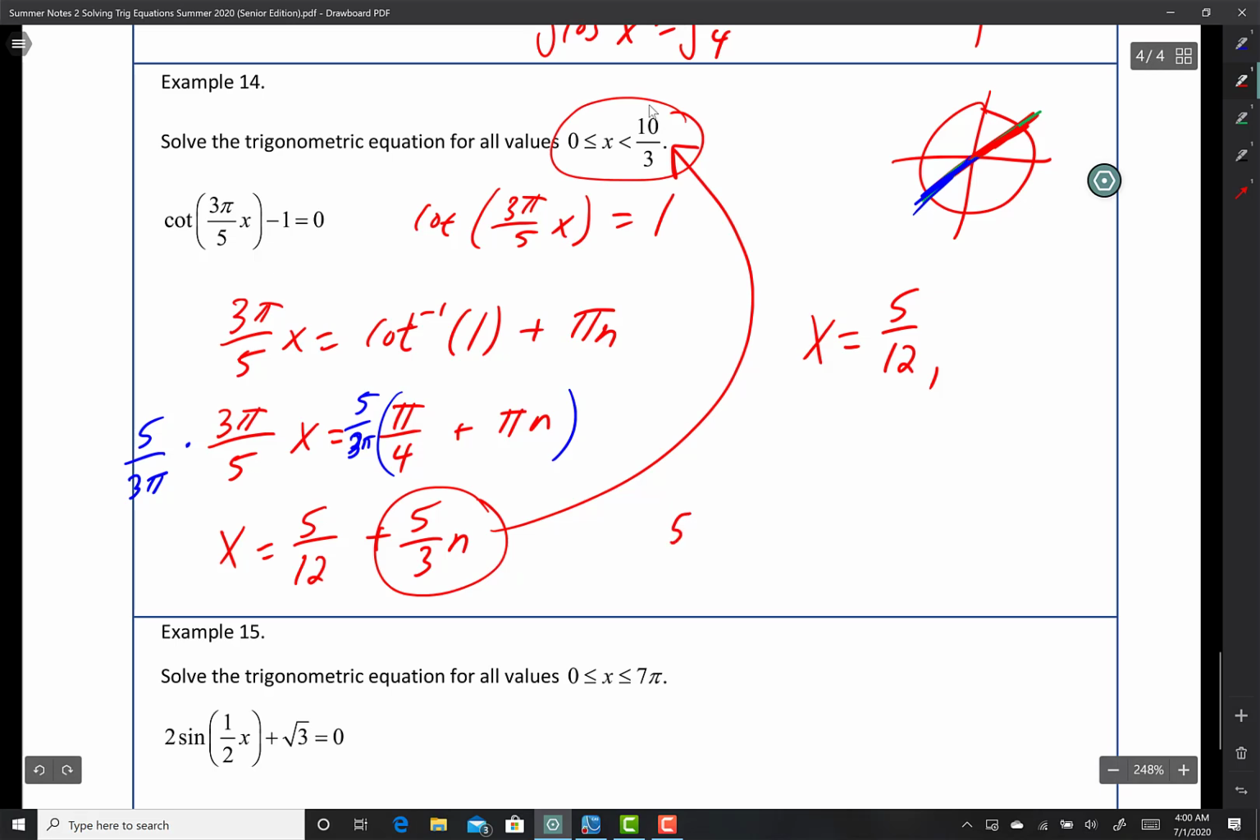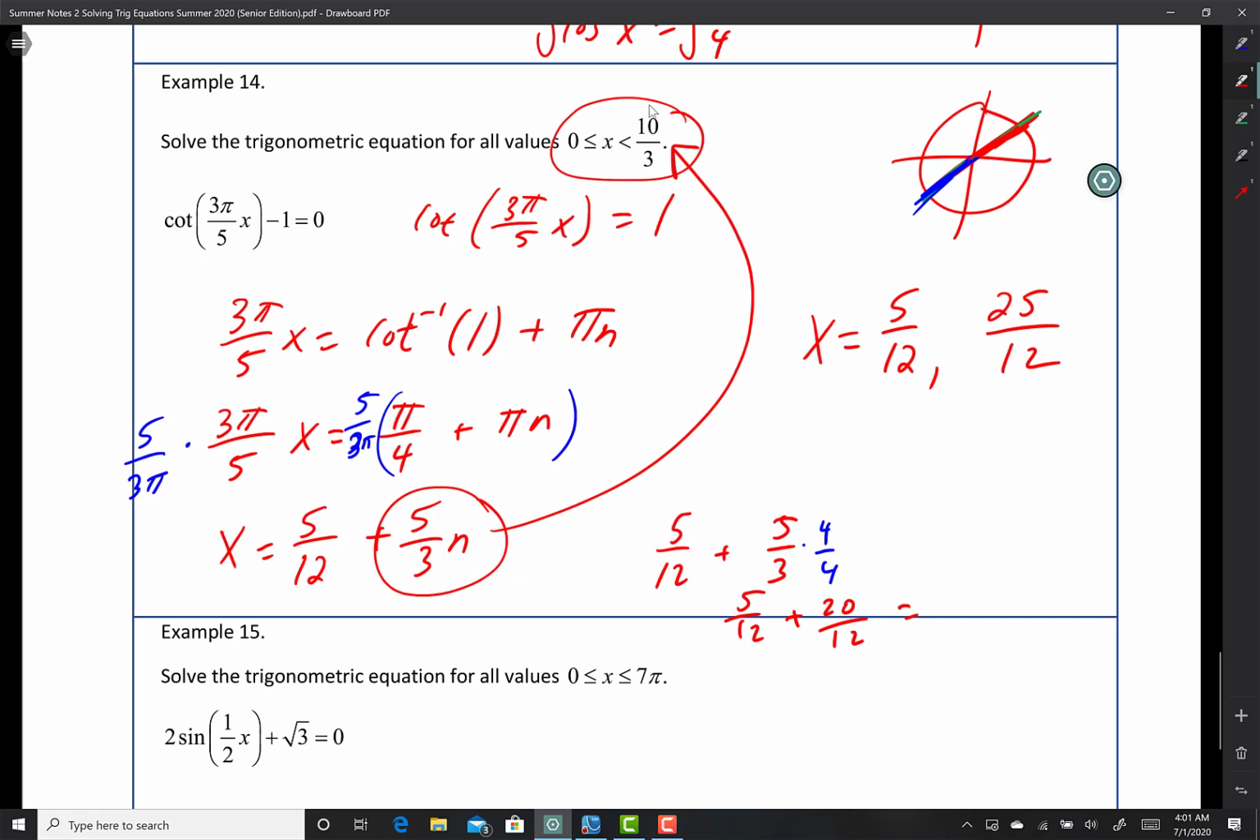So on the side here, I'm just going to go 5/12 plus 5/3. And then I'm going to do common denominator. So I'm going to multiply that by 4 over 4. So you have 5/12 plus, so 5 times 4 is 20 over 12. That's the whole point of that, right? And then 20 plus 5 is 25. So 25 over 12. And there it is, guys. I hope I didn't make any mistakes. I don't see any.